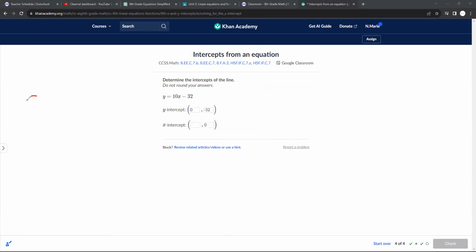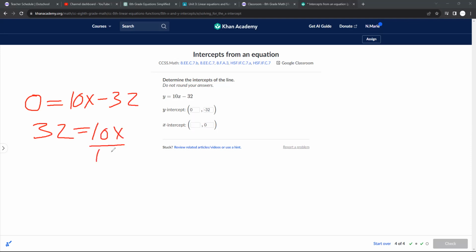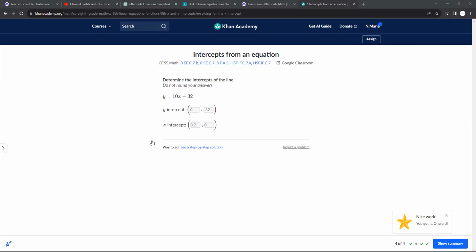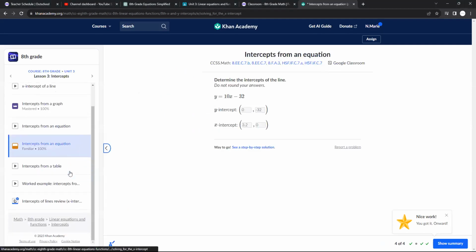But now, if I wanted to solve for my x-intercept, I would have to plug in a 0 for y and solve for x. And you should already know how to solve equations. You should always know how to solve equations before doing graphing. It was in previous units. And so, yeah, this part should not be new. So I get x is 3.2. So my x-intercept is 3.2. My y-intercept is negative 32. So you can just plug in 0 and solve for the other.